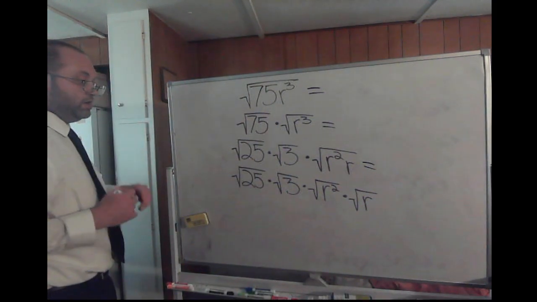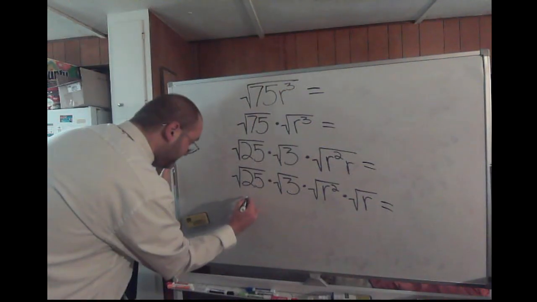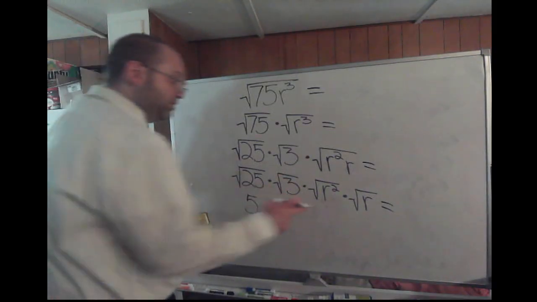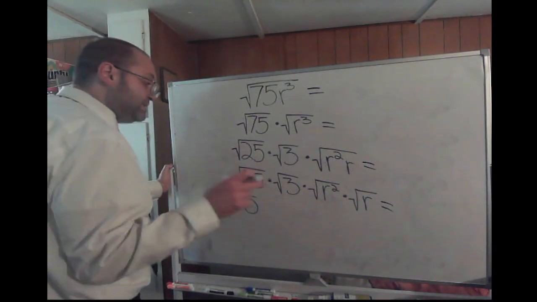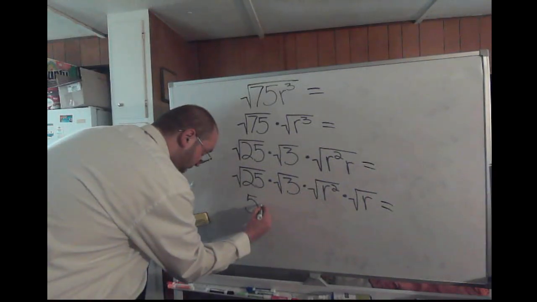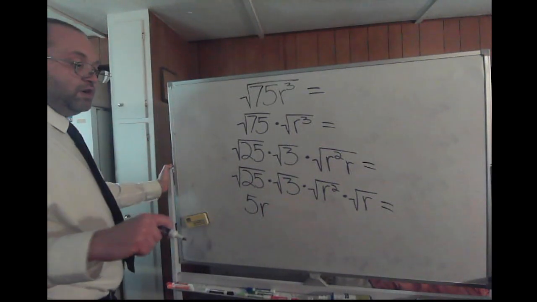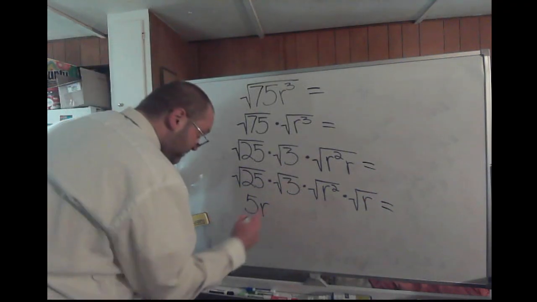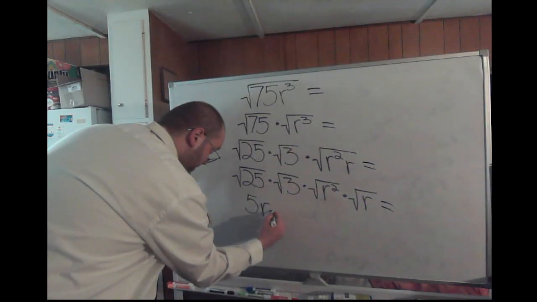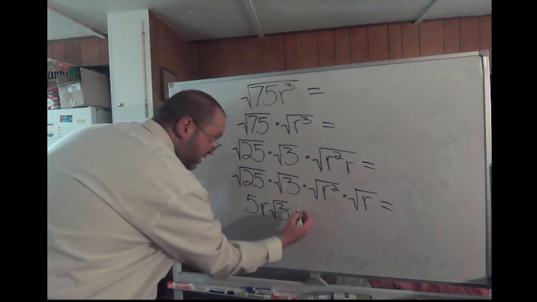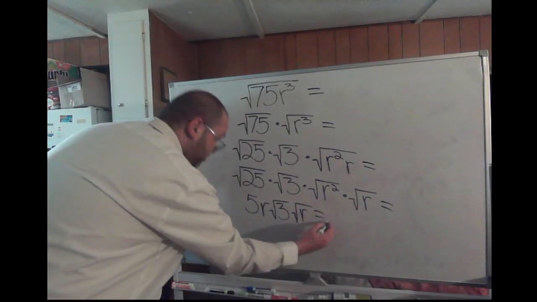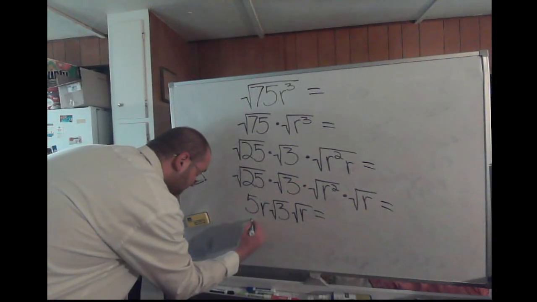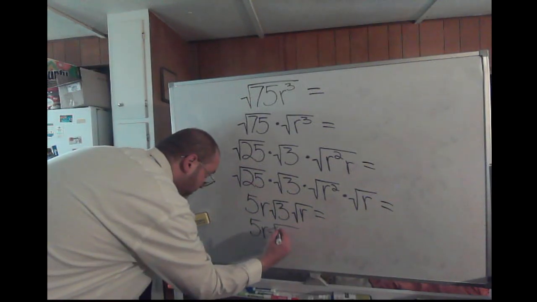Okay. Well, let's start here. Square root of 25, that's definitely 5. Square root of 3 we can do nothing with. That's not a perfect square. Square root of r squared, that's going to end up being r. It's not the absolute value of r. I'm going to tell you why not in just a minute. And then you have the square root of r, which we know when we have 2 square roots to multiply by each other, we can combine them into one square root. You would end up getting 5r times the square root of 3r.